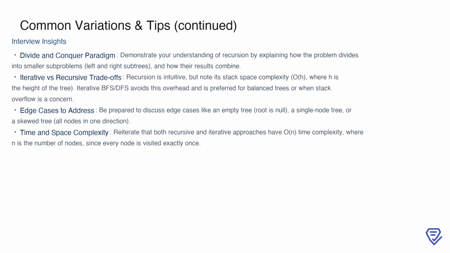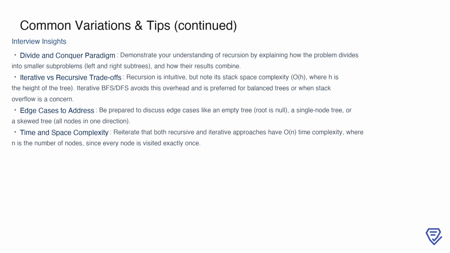In interviews, this problem is a great opportunity to demonstrate your understanding of the divide-and-conquer paradigm. You can explain how the problem breaks down into calculating the depths of the left and right subtrees, and then combining those results to get the maximum depth. It's also helpful to compare iterative and recursive approaches. While recursion is intuitive and elegant, it has a stack space complexity of O(h), where h is the height of the tree. For balanced trees or scenarios where stack overflow is a concern, iterative BFS or DFS is often better since it avoids recursion's overhead.